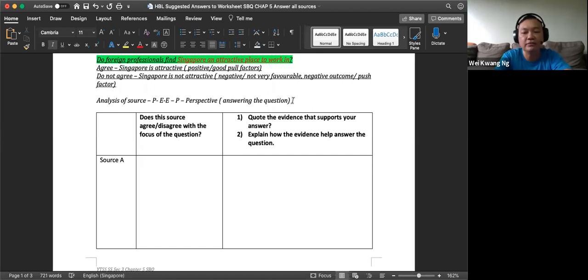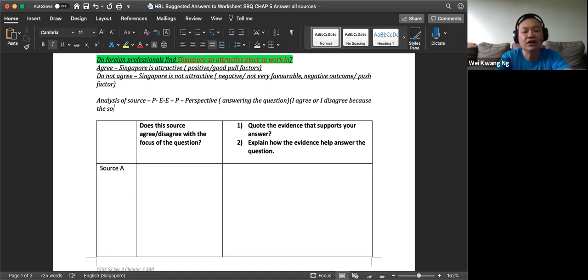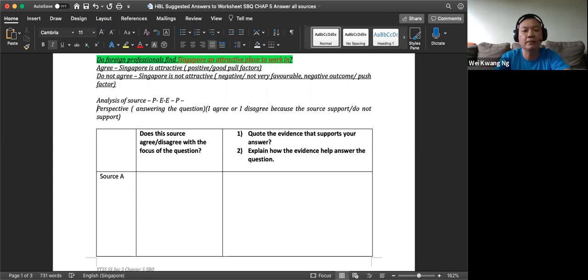So answering the question means I agree or I disagree. And your agreement or disagreement is because the source either supports or does not support. Okay, so far, does it make sense to you? So I agree to the statement because the source supports. I do not agree with the statement because the source does not support. So this is the answering of the P, the first thing that we're talking about, perspective.